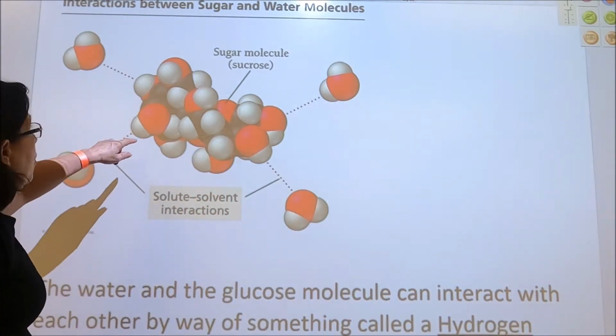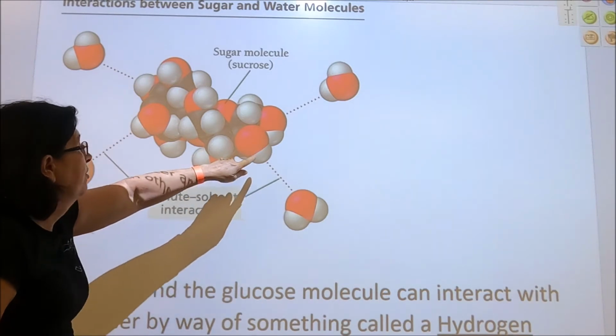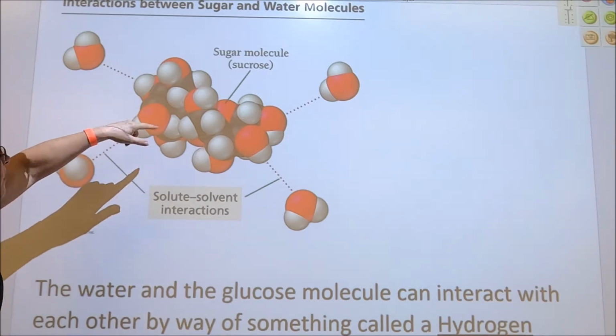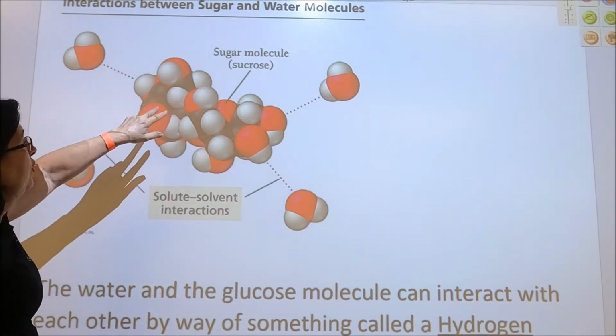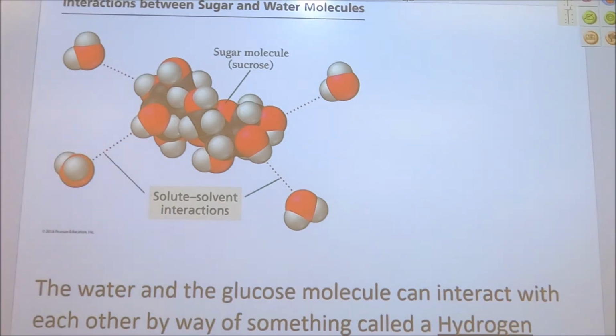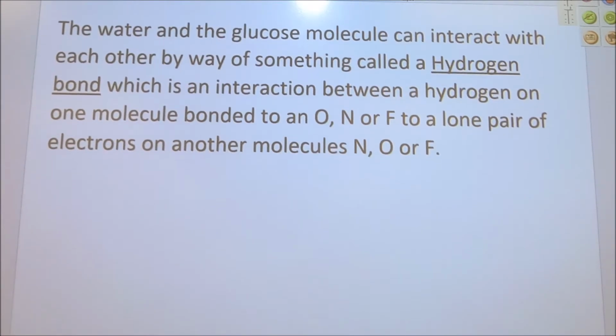On something like sucrose, notice there are lots of oxygens bonded to hydrogens, or better, a lot of hydrogens bonded to oxygens. So there are a lot of sites where I have lone pairs of electrons on oxygens and hydrogens bonded to oxygens for water to interact with. Okay? So sugar dissolves in water through a hydrogen bonding interaction. It's an interaction between a hydrogen on one molecule bonded to an oxygen, nitrogen, or fluorine, and a lone pair of electrons on another molecule that has a nitrogen, oxygen, or fluorine.